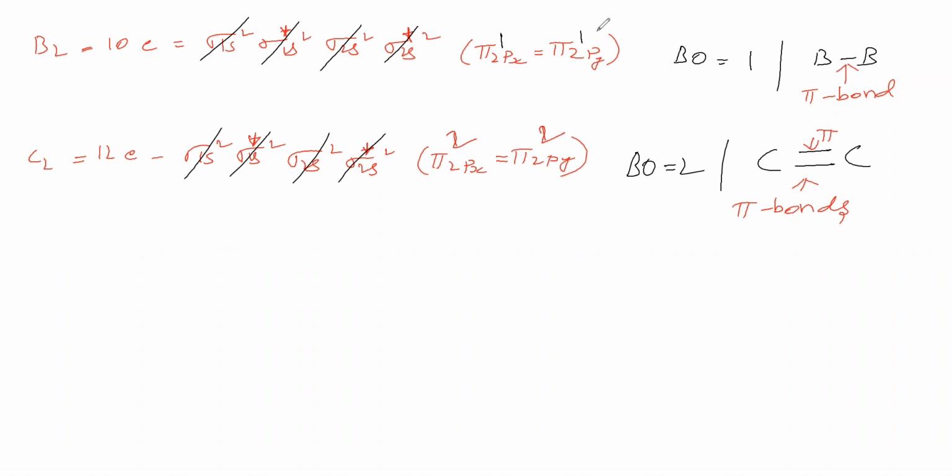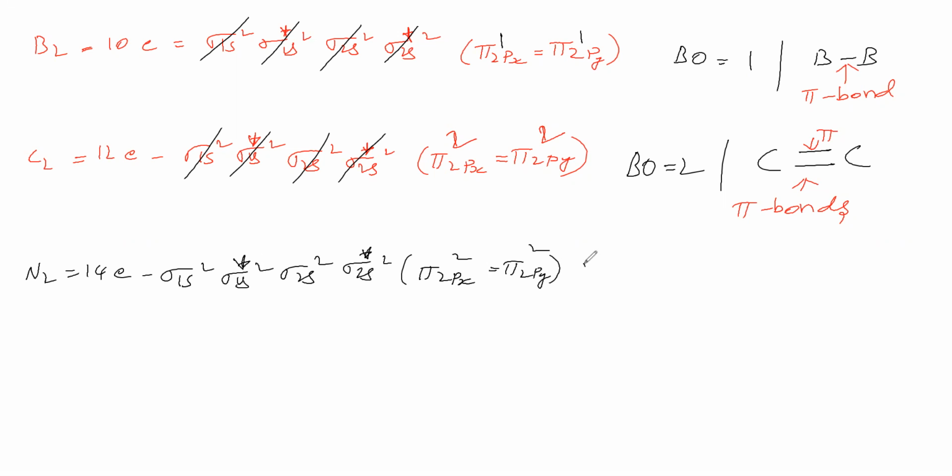Okay, next we will take the N2 species. N2 contains 14 electrons. Now sigma 1s, sigma star 1s, then sigma 2s, then sigma star 2s, then pi 2px, pi 2py, then sigma 2pz. So N2 contains 14 electrons, and that 14 electrons we can write like this. Okay, so we have written like this.